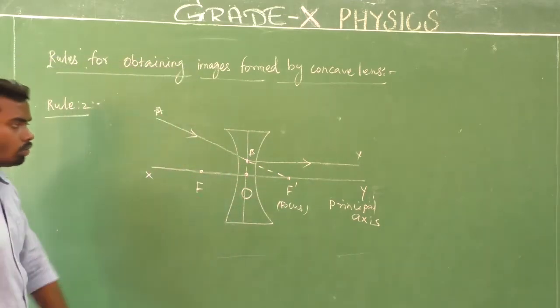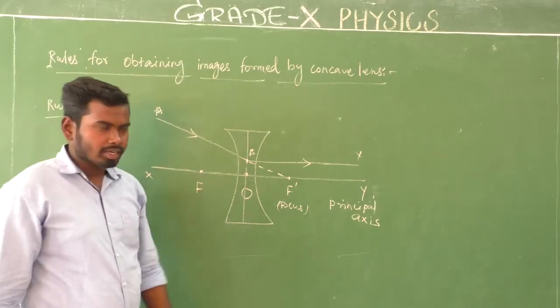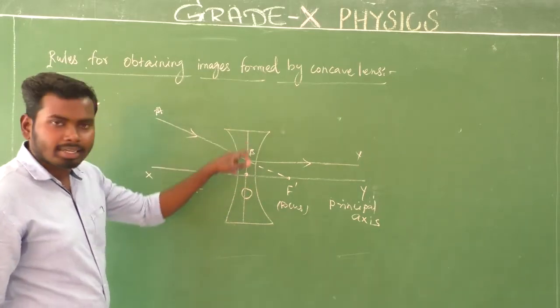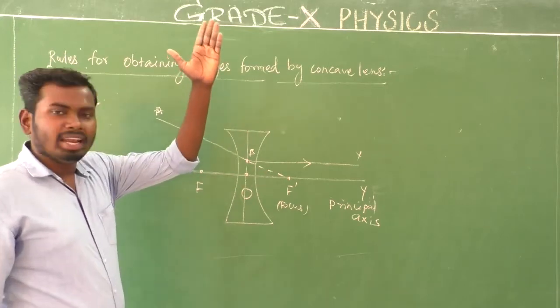But this is the second rule. Okay, so consider a concave lens. This is a straight line in the center, which means the middle line of the concave lens.